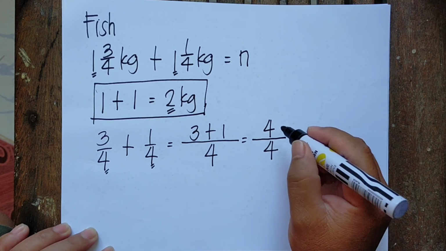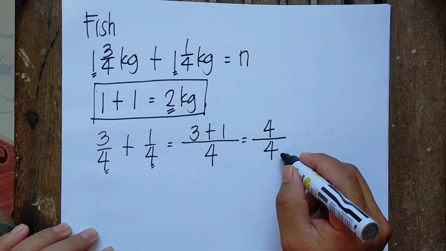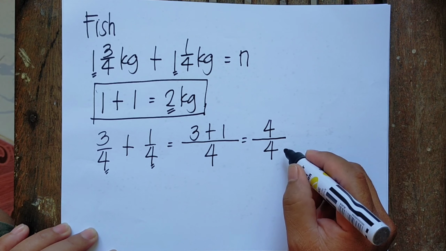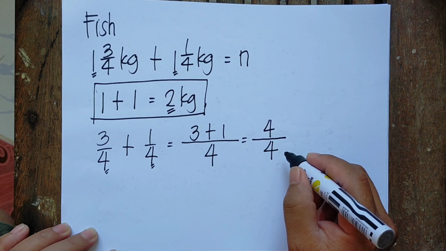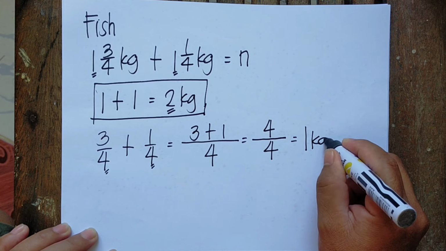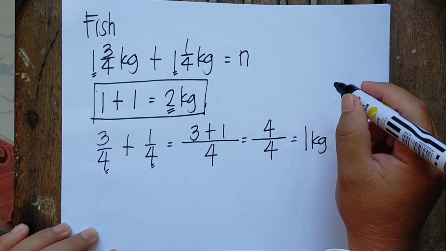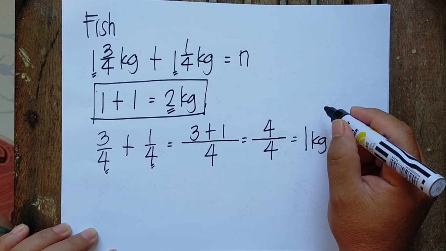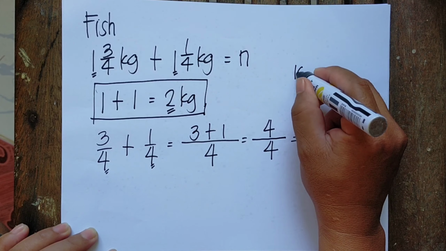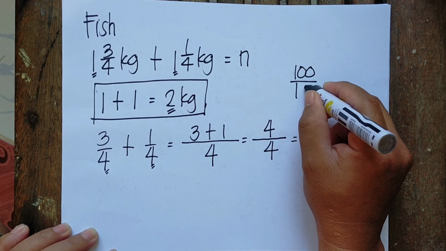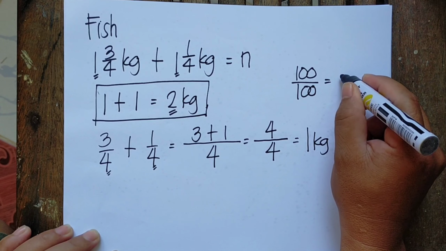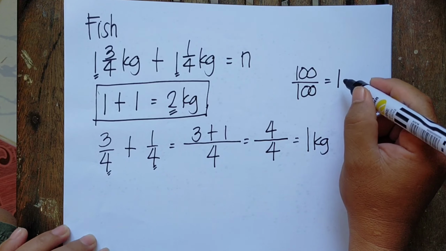Now you will observe that the numerator and denominator are the same. Now if you encounter this kind of fraction, this is equal to 1. If you divide 4 by 4, then it will give you a result of 1. So 1 kilogram. This is true in all fractions that have the same numerator and denominator. Say you have 100 over 100, this is also equal to 1.